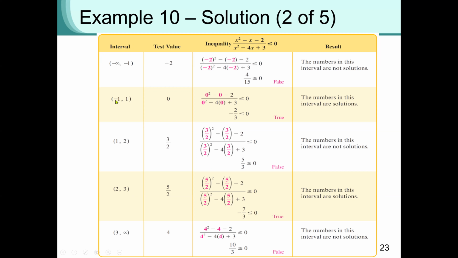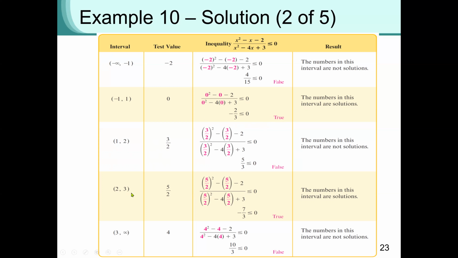Then we do the next, the interval is from -1 to 1. The perfect value to choose is 0. So 0 gives us a negative value, -2/3, which is less than or equal to 0. That's true. Then we have 1 and 2. We decided to use 3 over 2. Again, you can choose any value you want. When we plug in, we get 5/3 less than or equal to 0. That's false because 5 divided by 3 is a positive value. It's greater than 0.